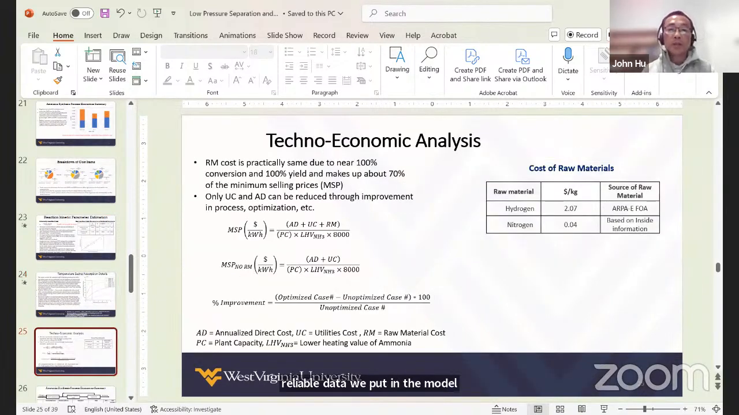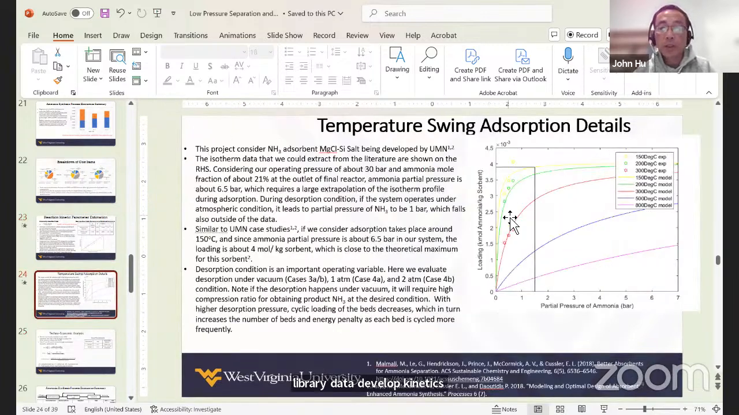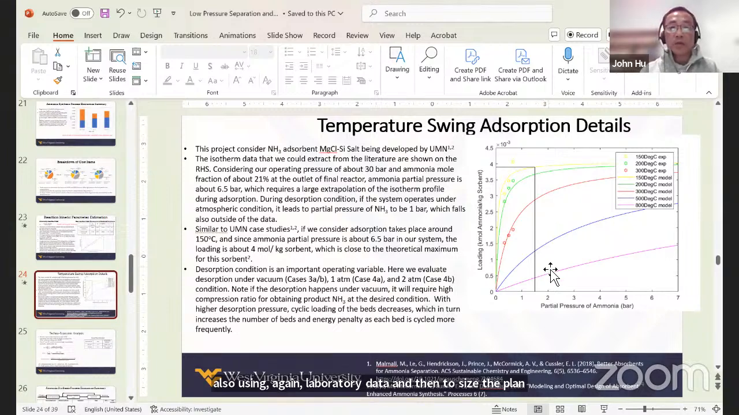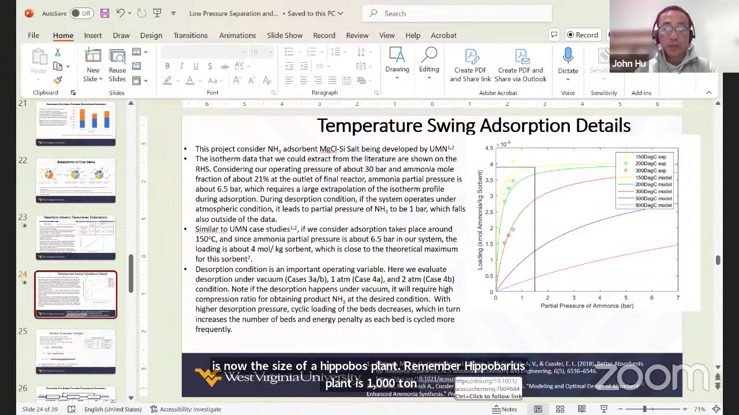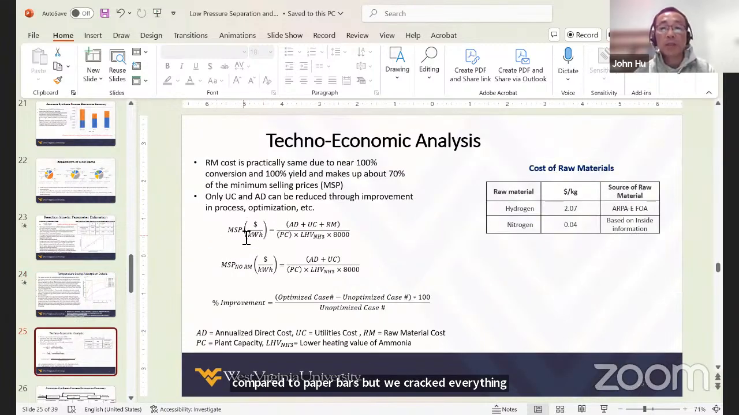Now, to your question. You mentioned the Haber-Bosch plant is large and you have laboratory data, so how do you compare? We use our laboratory data to make projections, to develop kinetics, and again using laboratory data, to size the plant at 60,000 tons per year, which is not the size of a Haber-Bosch plant. Remember, a Haber-Bosch plant is 1,000 tons per day, but we are 60,000 tons per year. That is small scale compared to Haber-Bosch. But we calculate everything based on MSP, minimum selling price, to compare.